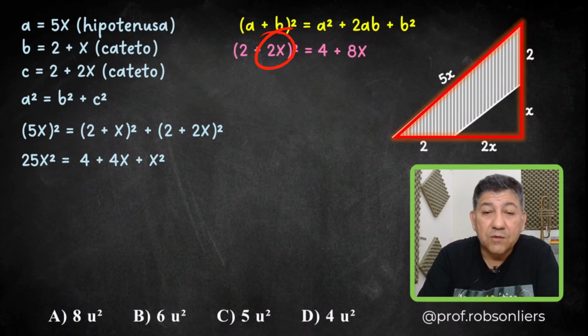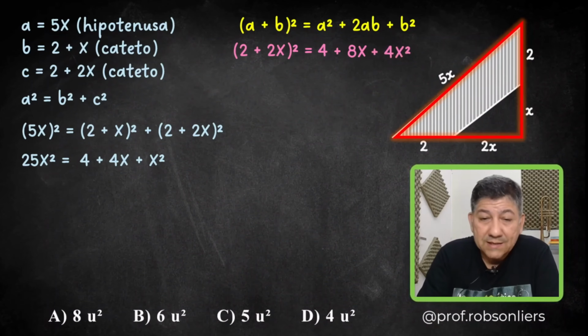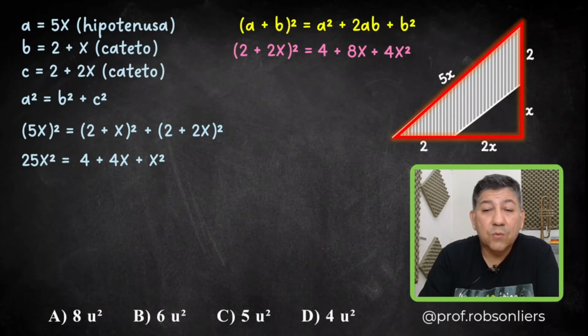(2x) squared. Both 2 and x are squared, so 2 squared is 4, x squared is x to the second power. So (2x) squared is 4x squared. So the expansion of this special product, (2 + 2x) squared, is this one right here: 4 plus 8x plus 4x squared. I'll substitute it here.